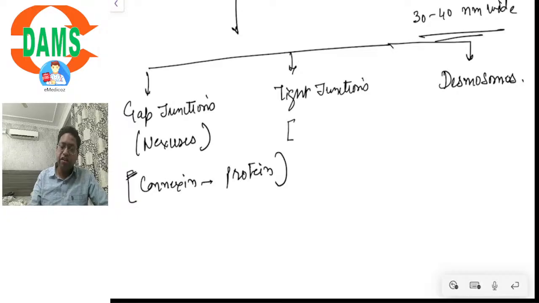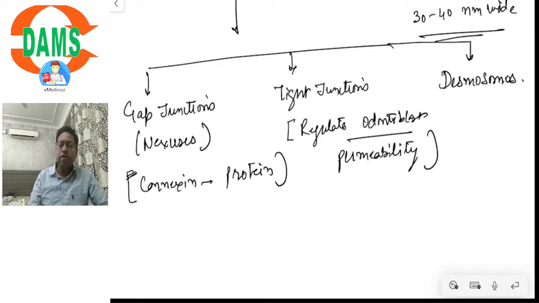Tight junctions regulate odontoblast permeability. Yes. The permeability of the odontoblast layer is not regulated by the gap junctions, but by the tight junctions. So they are selectively permeable to certain molecules and ions to and fro from one cell to another.